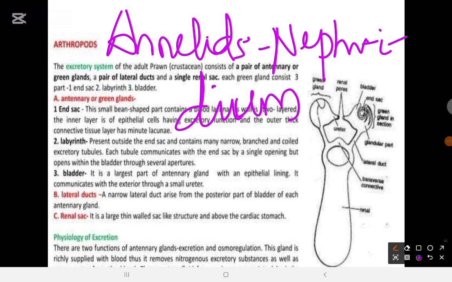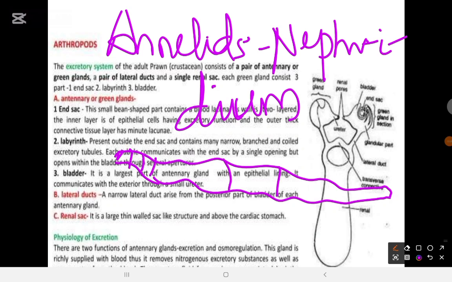And each segment of the body has a pair of nephridia. So you know that a typical annelid, like an earthworm, has the clitellum here, and it has a segmented body, right? So each segment has a pair of nephridia. The nephridia help to filter out ammonia and other metabolic wastes. But primarily, these guys will be uricotelic too. Is that okay?